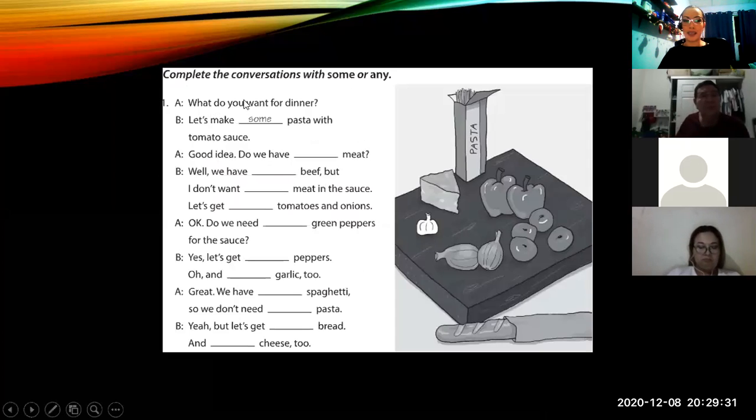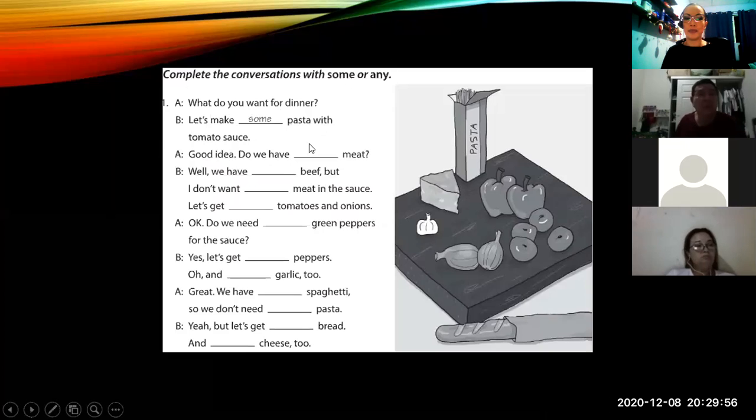Okay, let's continue completing this conversation with some and any. I know that we already did it once and it came out so-so, right? We got some right and some wrong, but now with practice, it should come out better. So, basically, it's the same thing. We're going to complete this conversation with some and any.